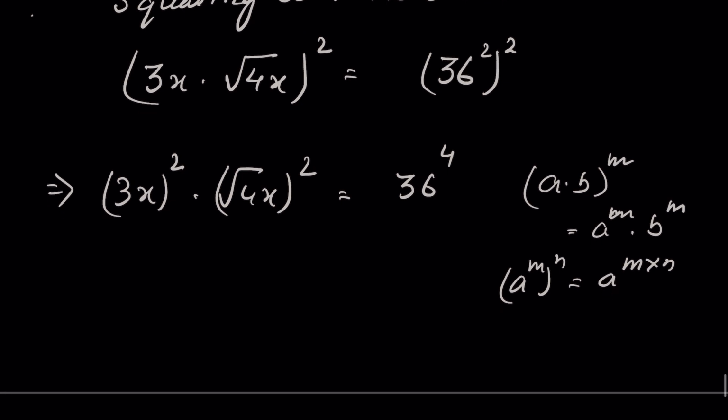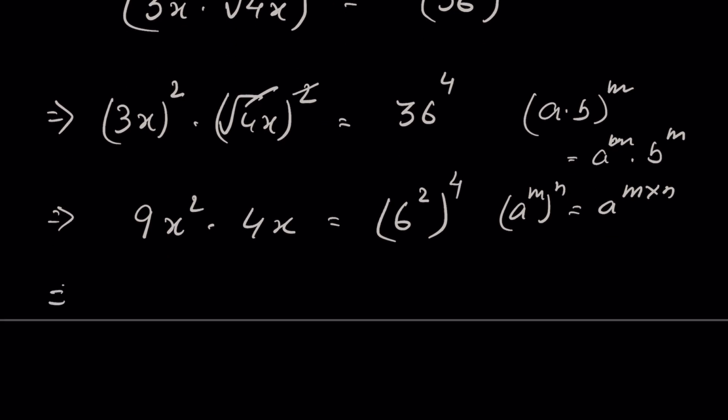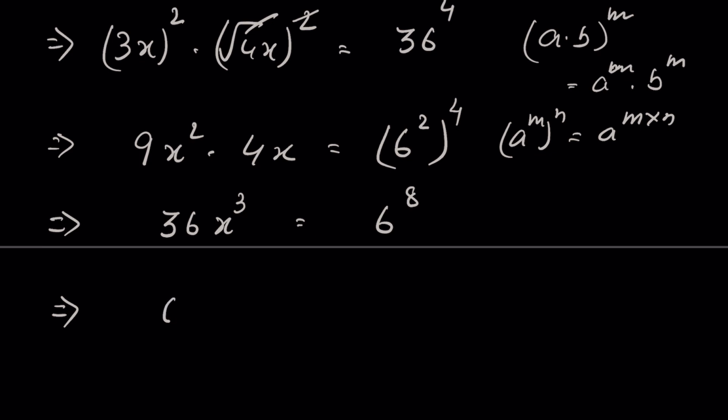Now this square removes the square root. So this is 3 squared is 9x squared times 4x. 36 we can write it as 6 squared whole raised to the power 4. On this side we have 36x cubed and 6 raised to the power 8. 36 we can write it as 6 squared.